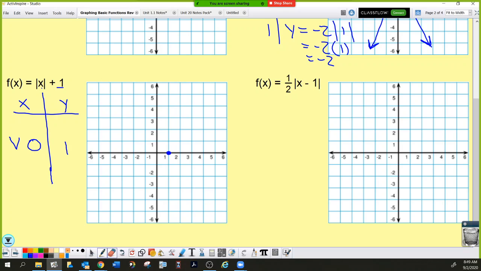I plotted this thing wrong. No one's going to say anything? I plotted that wrong. That was 1, 0, not 0, 1. Sorry about that, guys. 0, 1 is here.